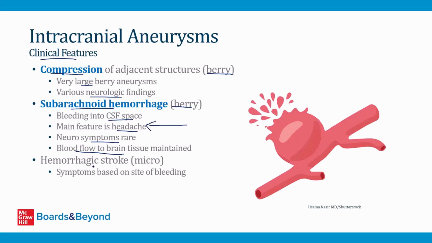is a headache. And then finally, as I already mentioned, when you have rupture of one of those Charcot-Bouchard microaneurysms, this can lead to hemorrhagic stroke, and this will lead to clinical symptoms based on the location of the bleeding. We'll talk more about this later.